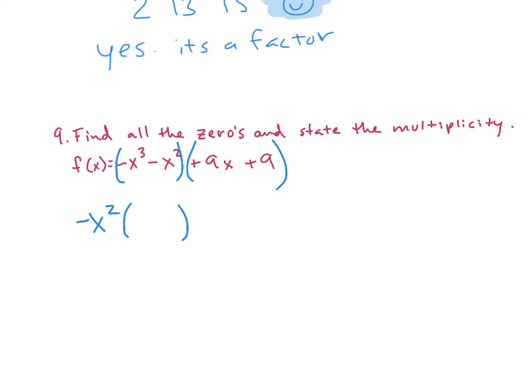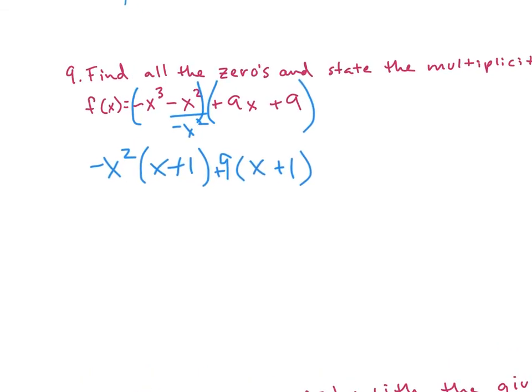If we take out a negative x squared, is it x minus 1? X plus 1. Perfect. And then what can we take out of our second group? A 9. Awesome. And then what are we left with? X plus 1. Perfect. So now we set the outsides in their own parentheses. So we have negative x squared plus 9. And then the insides, x plus 1.